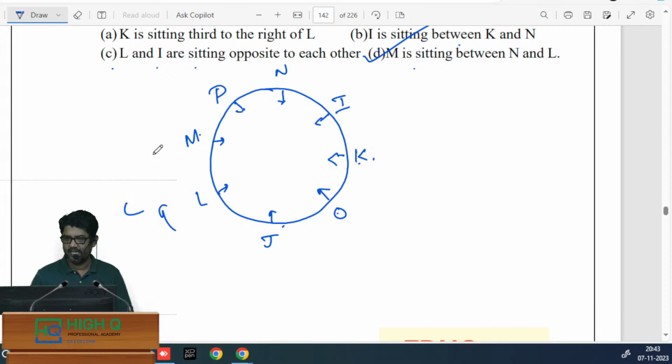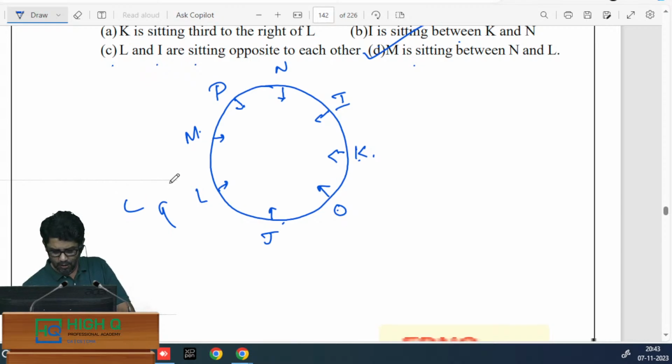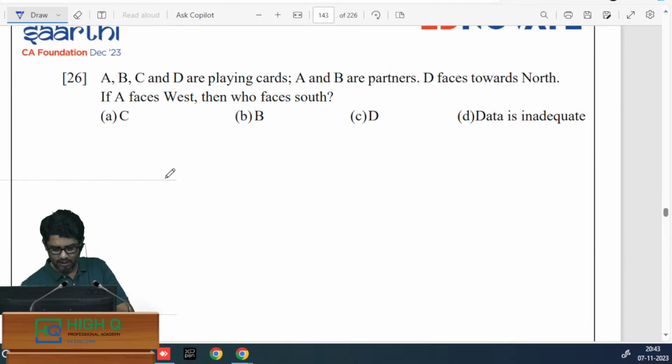Sir, if facing in east and west direction, then what is the direction? What is meant by that? East west means that is the direction, no? Accordingly, you have to take north and south.